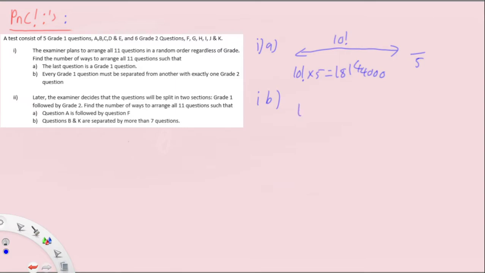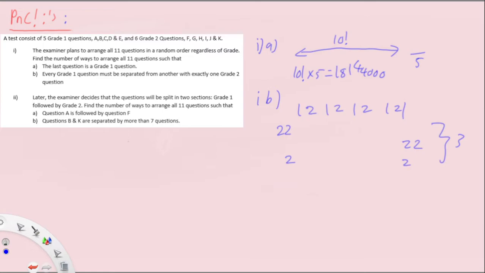Part B. Every grade 1 question must be separated from another with exactly one grade 2 question. So we can have this idea: grade 1, 1, 1, 1, 1. That's 5 of them. Realize that we only need 4 grade 2 questions. Then we have the remaining 2 questions from grade 2. It can be like this, it can also be 1 on each end. So a total of 3 possible cases.